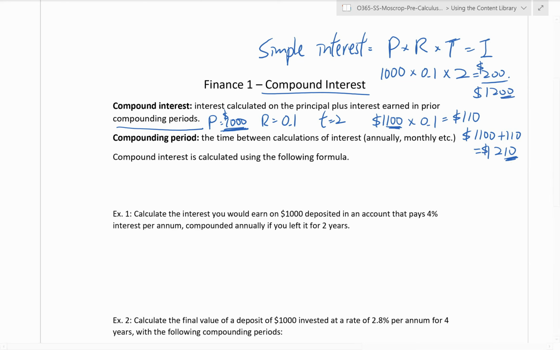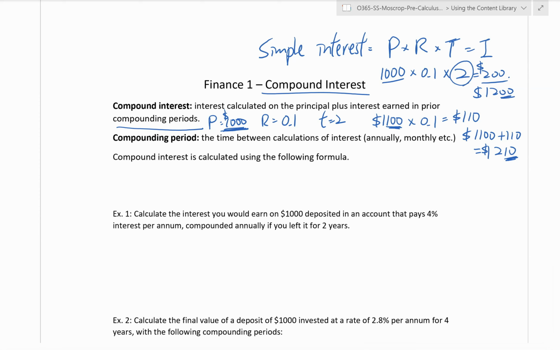You might think, well, $10, what's the big deal in 2 years? It does make a huge difference if your principal is big. Also, it makes a huge difference as the time gets longer. It does matter. So that's what compound interest is. You actually earn interest on the interest that you earned in previous years.